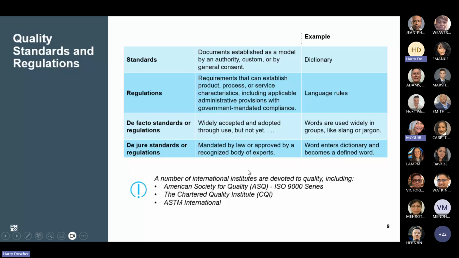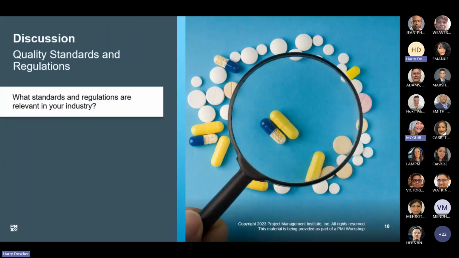All right. You're probably not going to need to know for the test any of these organizations. The American Society for Quality is US based, Chartered Quality Institute, British based, and ASTM International would be worldwide.